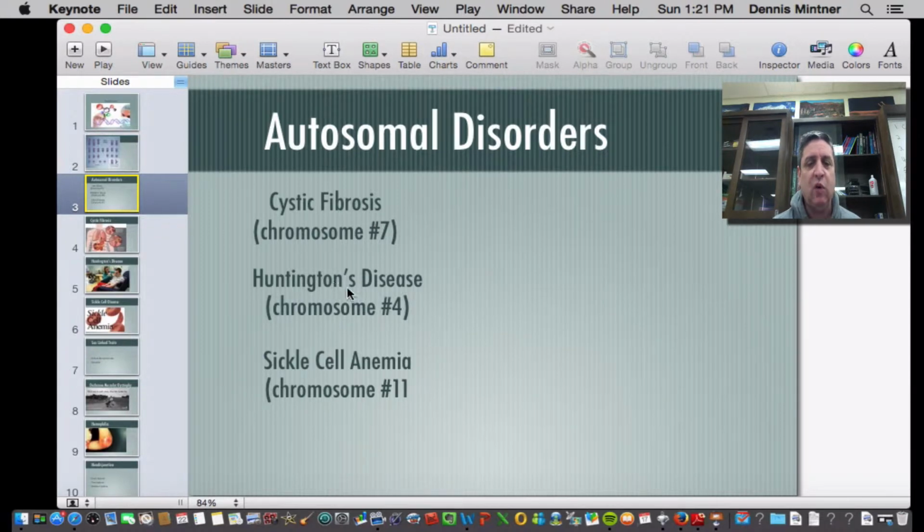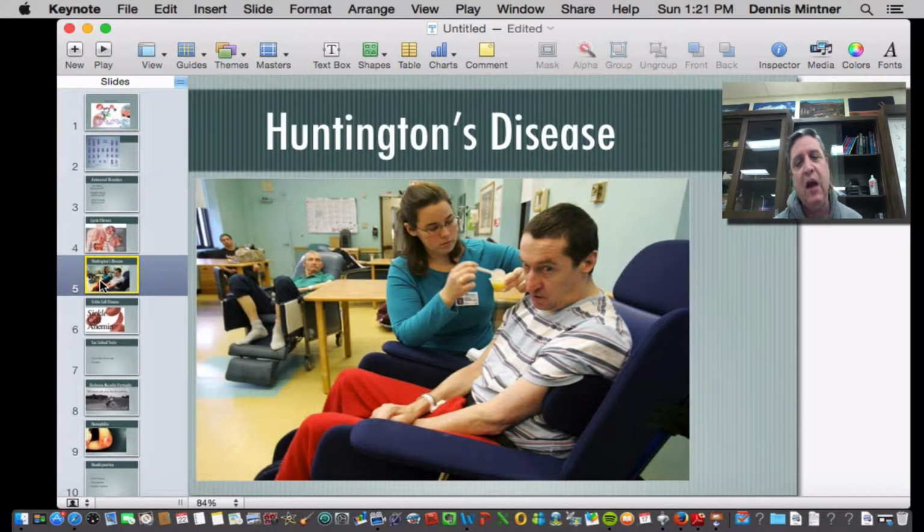The next one we're going to look at is Huntington's disease. Huntington's disease is a really, really unfortunate disease. It happens in adults. It usually doesn't come in until you're in your late 30s, early 40s, and then you don't have much of a life expectancy after that. It causes your muscles to, you start fidgeting at first, and then you start losing control of your muscles, and your mind goes downhill very, very quickly, much like Alzheimer's.